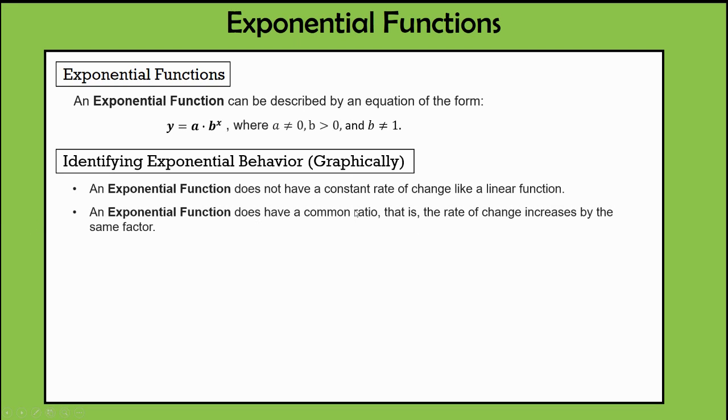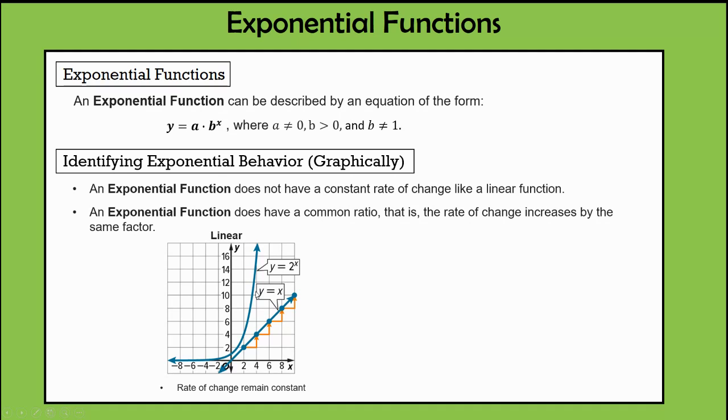It actually has a common ratio, and that common ratio is the rate of change, and it scales by the same factor each time, like it doubles each time or it triples each time or something along those lines. So it's moving using the same scale factor, but it's not a constant rate of change like your linear function is. So let me show you an example of that here.